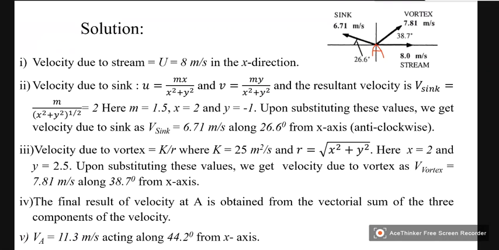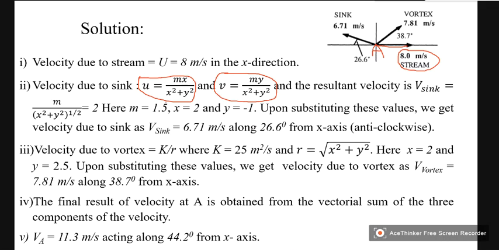So this is the velocity due to uniform flow. Then you have sink. So the velocity due to sink will have the horizontal component and vertical component, u and v. This is the expression for the horizontal component, and this is the expression for the vertical component.